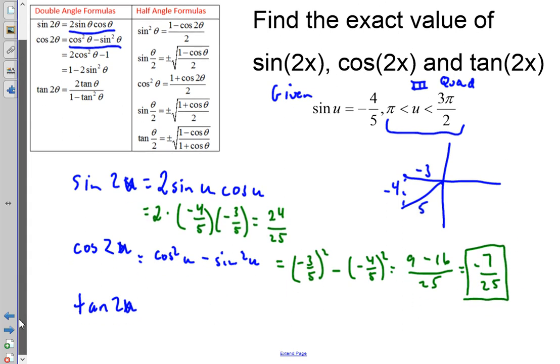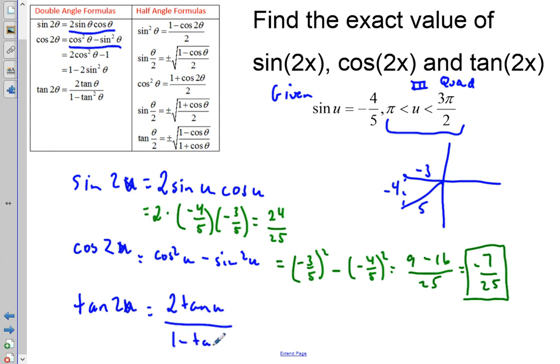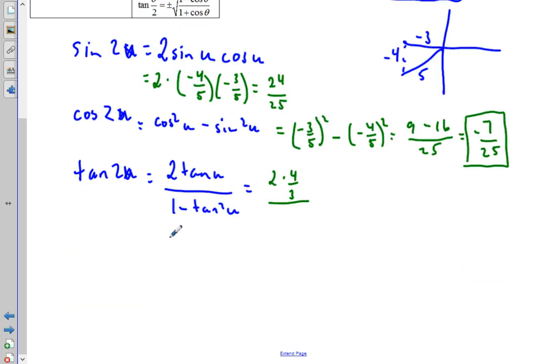Okay, so what is tangent of 2u? Tangent of 2u, you can see this one once again, is going to be 2 tangent of u over 1 minus tangent squared of u. Well, let's write this out. Tangent of u is going to be opposite over adjacent, which would be 4/3. So 2 times 4/3 all over 1 minus tangent of u, which is 4/3 squared. So then we have 8/3 over 1 minus 16/9.